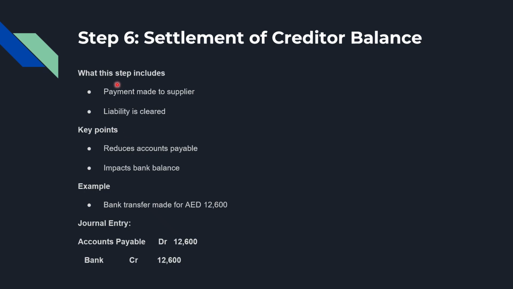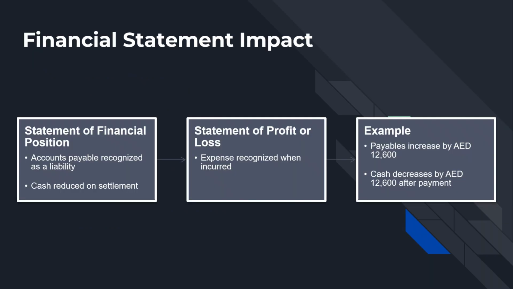In this step, the payment is made to the supplier. The step name is settlement of creditor balance. Once the payment is processed, the accounts payable balance is cleared. So for example, a bank transfer of 12,600 dirham reduces accounts payable, which is debited, and decreases the bank balance. That was all for the steps in the creditor cycle.